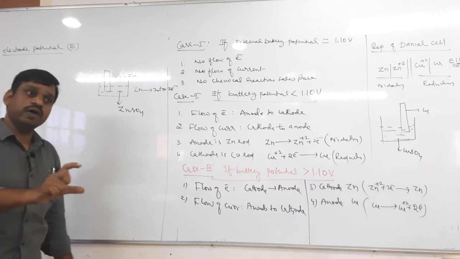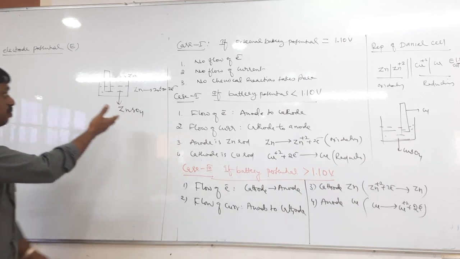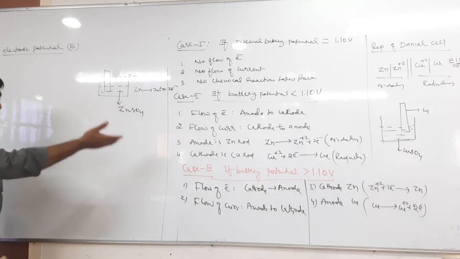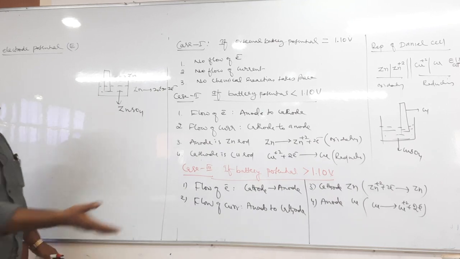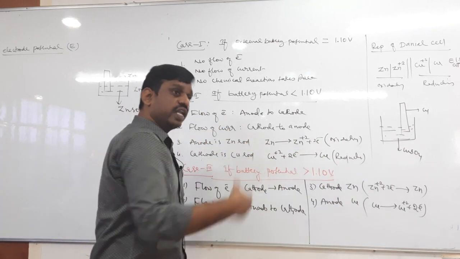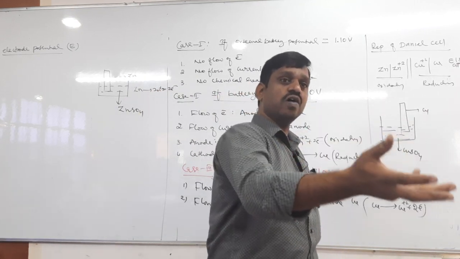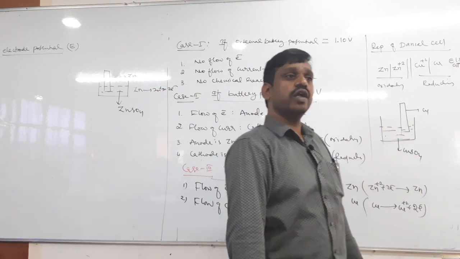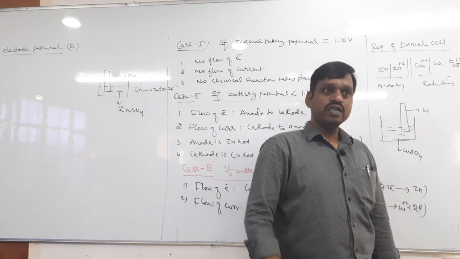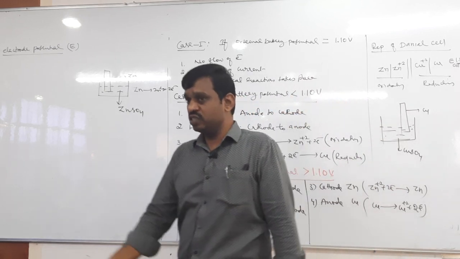So some electrodes have a tendency to lose electrons. For example, the zinc rod has a tendency to lose electrons. The copper rod has a tendency to gain electrons. Therefore, the tendency of an electrode to either lose electrons or gain electrons is also called electrode potential. Therefore, this is the definition of electrode potential.